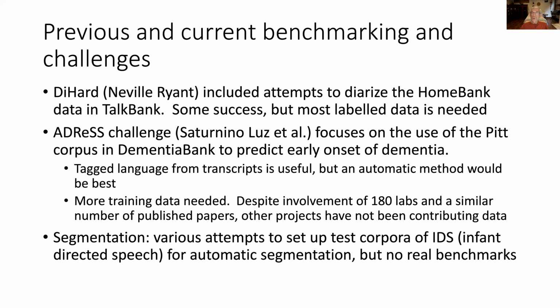The second challenge is the one that Saturnino has been discussing. That's the ADReSS challenge. It uses the Pitt corpus in DementiaBank to predict early onset of dementia. Last year, the challenge used fully tagged corpora, which required some handwork in advance. And this year it's focusing more on automatic methods, although we can do automatic tagging, and so that's also possible.